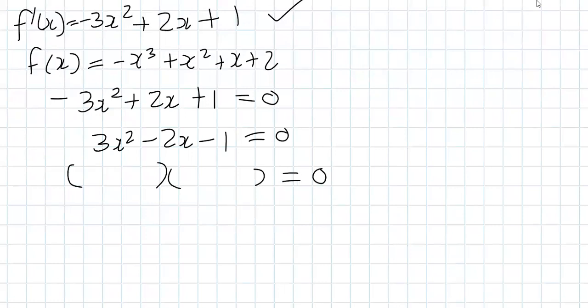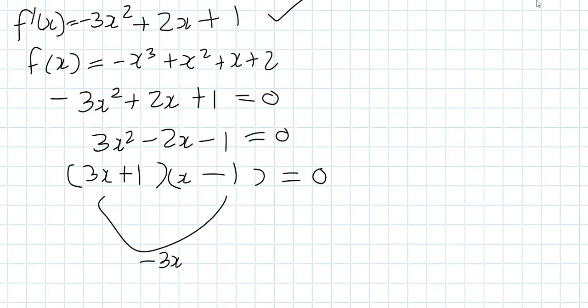Open up two brackets, we have a trinomial. It's going to be 3x and x, and 1 and 1. We need to times together to make -1, and we need to plus together to make -2. So it's going to be -3 plus 1, because this one's negative, there are two different signs, and the sign of the bigger one, when you times it together, will take the same sign as the middle term of the trinomial.